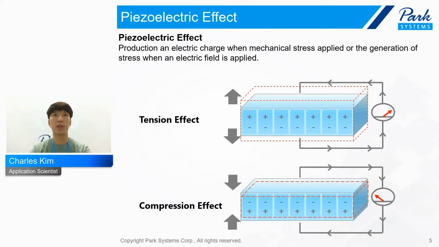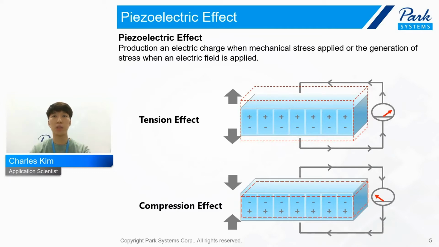So the piezoelectric effect, there are two different effects. The first one is the tension effect. The tension effect means when you apply a one directional bias on the sample, then the sample increases in dimension, so it's expanded and becomes larger in physical dimension. And in the other case, if you change the direction of the voltage, then the sample is compressed, so the dimension of the sample size decreases.